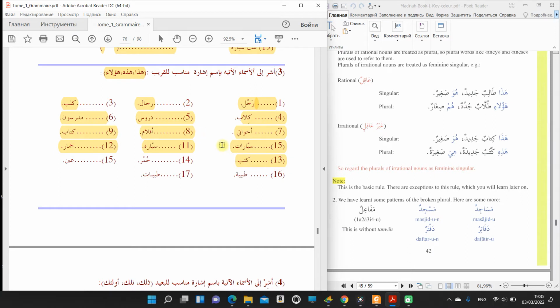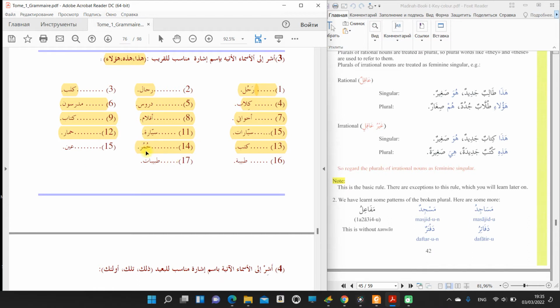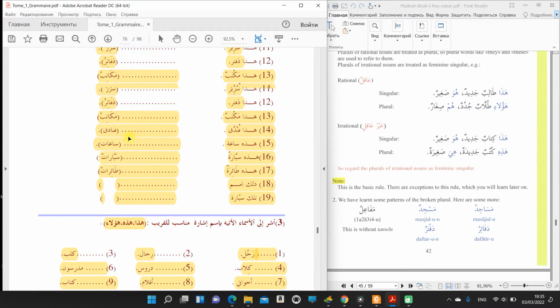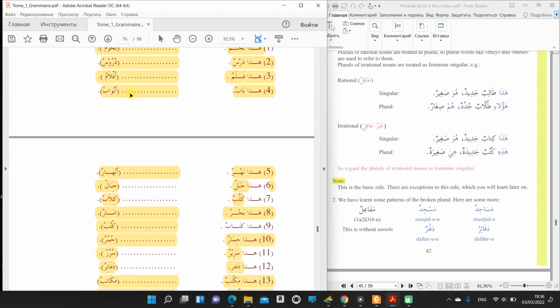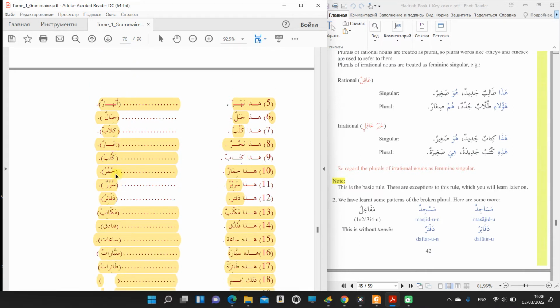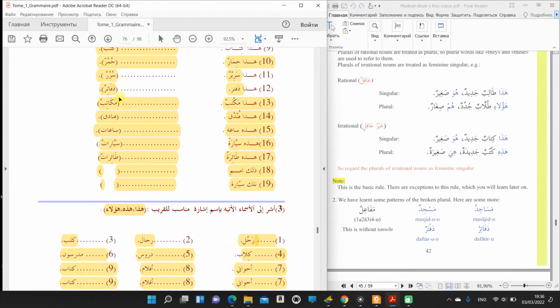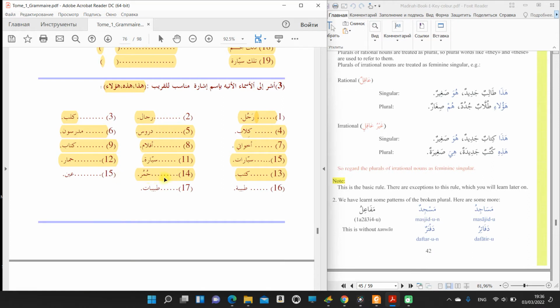كتب, it means books. Therefore we say هذه كتب because they are irrational. حمر, what is it? حمر, it means donkeys, right? As I told you in the previous lesson, you were supposed to memorize all these plural forms of these nouns. And here we had, well, let me find it. كلاب. حمر. هذا حمار, this is a donkey. هذه حمر, these are donkeys. Therefore هذه حمر, these are donkeys.